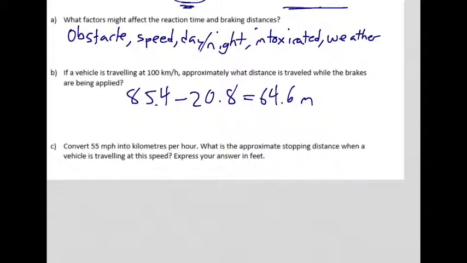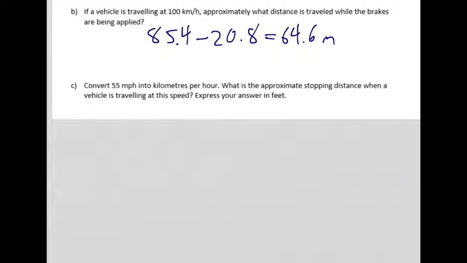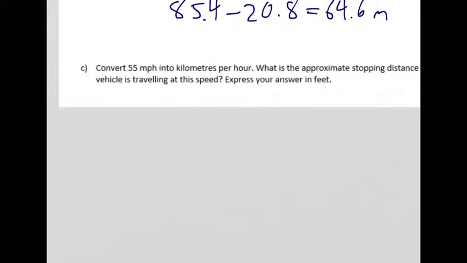For this last one, we're going to convert 55 miles per hour into kilometers per hour, and then we're going to figure out the approximate stopping distance when a vehicle is going that fast. So we're going to have to use that chart in a second. So 55 miles per hour. Set this up for dimensional analysis for me. What's the first thing I do? 55 miles per hour. Where does the hours go? Hours goes on the bottom.